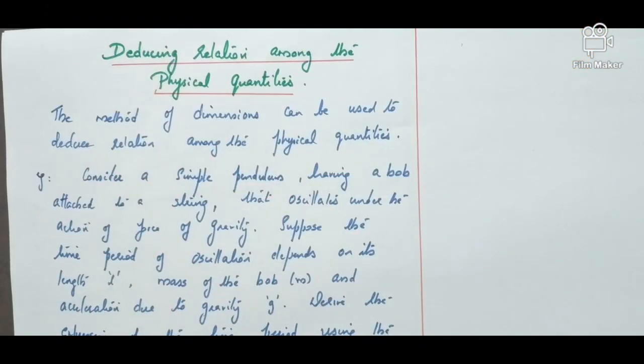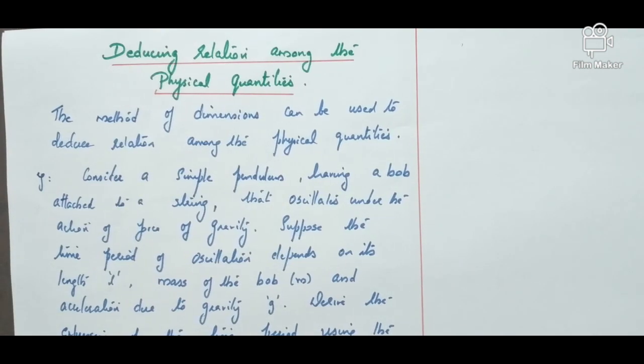An application of dimensional analysis is deducing a relation among physical quantities. The method of dimensions can be used to deduce a relation among physical quantities. If a physical quantity depends on three physical quantities, then we can derive a relation among them using the method of dimensions. For example, consider a simple pendulum having a bob attached to a string that oscillates under the action of the force of gravity.